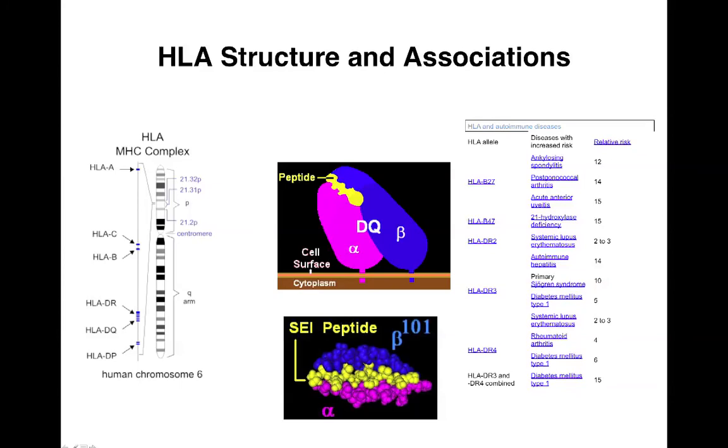The highest one here being about 14 or 15, meaning that if you have this particular antigen, at least in a specific ethnic group, you have a 14 or 15 times higher possibility of developing the disease if you have this HLA. And you can see acute anterior uveitis as part of this. But keep that 14 and 15 in mind just for a moment. How HLA works is not completely clear.